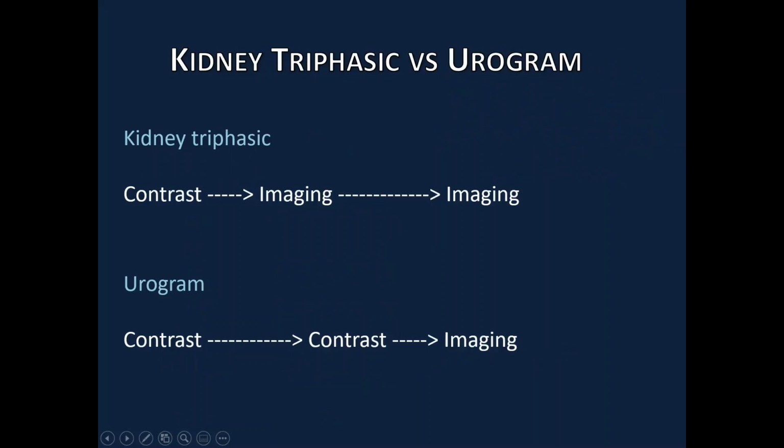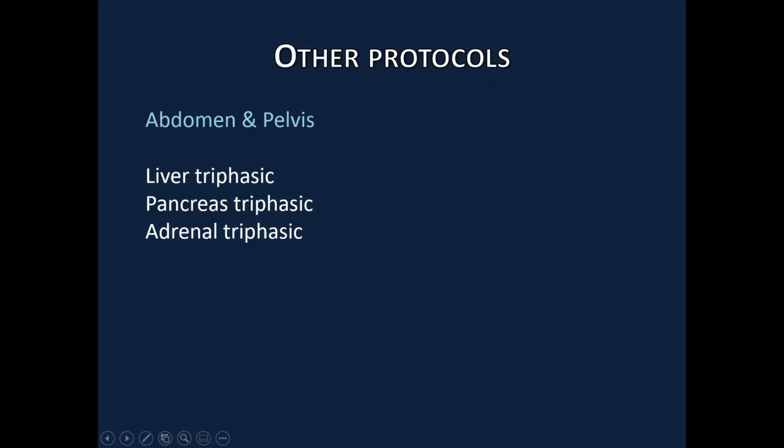Here's a diagram depicting the difference between the triphasic and urogram, because I think this can be confusing. The way that we do the triphasic is we give contrast, image in the nephrogenic phase, and then image in the delayed phase after waiting even longer. For the urogram, we use a split bolus technique, so we're actually giving contrast twice. We give contrast, wait, give contrast again, and then image once. The reason is because the contrast given initially is going to be in the collecting system, and the contrast given at this time point is going to be enhancing the kidneys. So you can see both things in one scan.